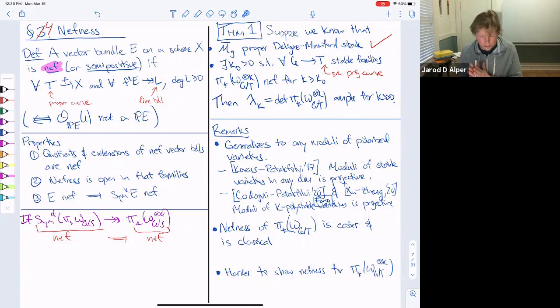But while nefness for the pushforward is easier, for M_g bar, I think maybe you need characteristic zero. This is actually enough to construct it by some ad hoc methods. But I think in the higher dimensional setting, you really need the nefness of all of the pushforwards of the powers of the dualizing sheaf. It's harder to show the nefness of these, despite the fact that they are actually more positive.